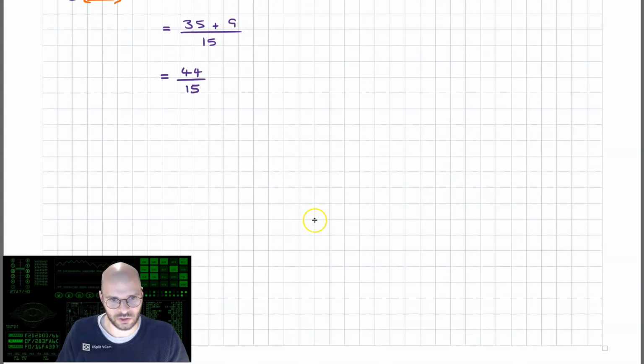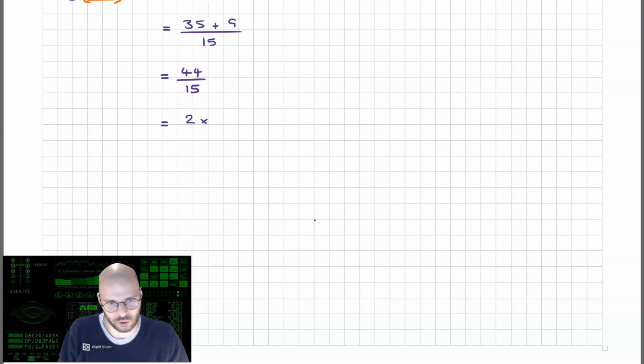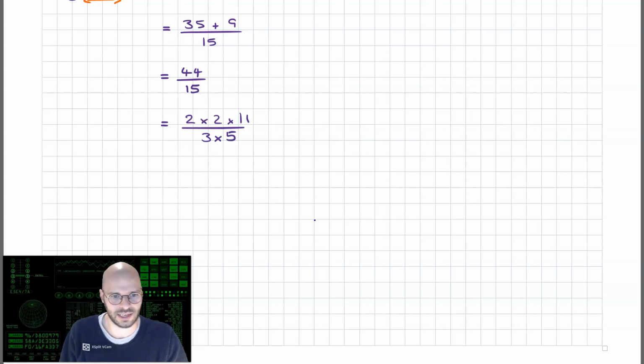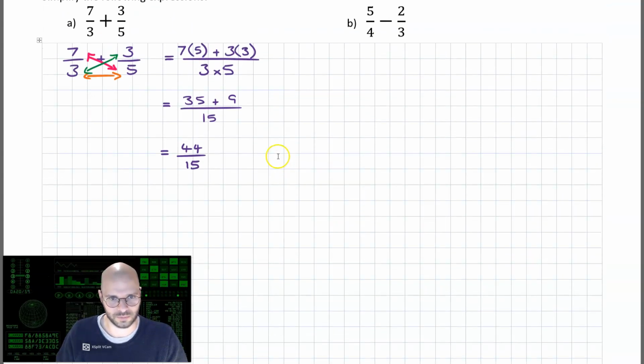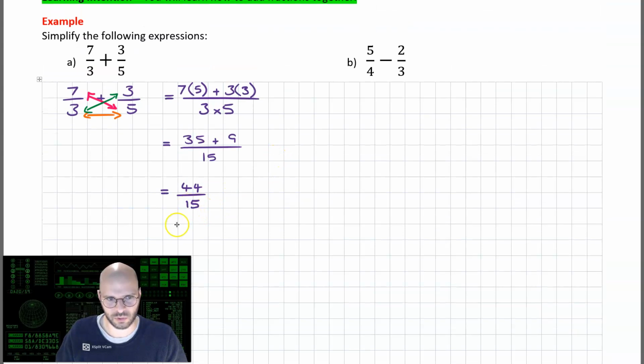Now if I want, I could try and simplify this. However, I'm going to run into the roadblock in that I know the factors upstairs are 2 by 2 by 11 and 3 by 5 downstairs. And what you see is I can't cancel any of these out. So what that means is we're in our simplest form over here. So that's as far as we need to go. So that's an example of how we add two fractions together using the butterfly method.